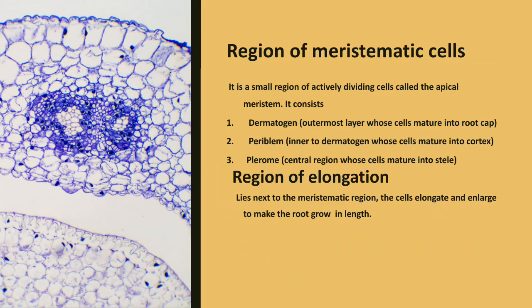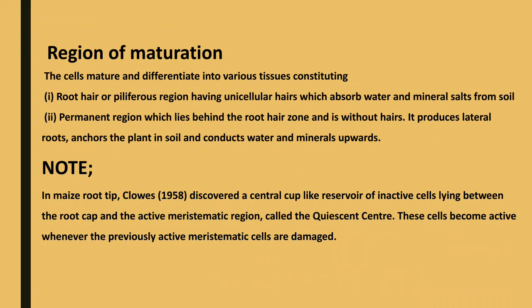Region of elongation lies next to the meristematic region. The cells elongate and enlarge to make the root grow in length. Region of maturation. The cells mature and differentiate into various tissues, root hair, or you can say permanent region which lies behind the root hair zone, and it is without hair. It produces lateral roots, anchors the plant into soil and conducts water and minerals upward.